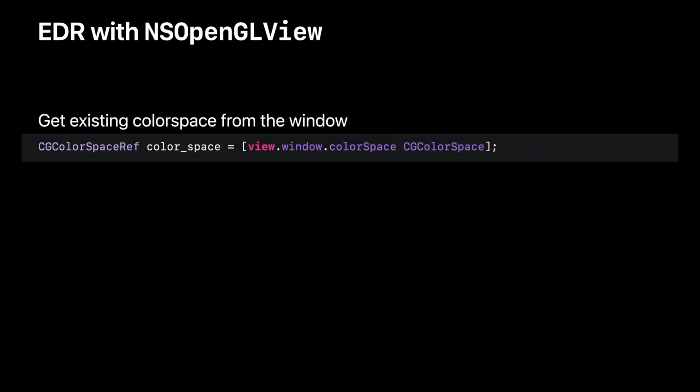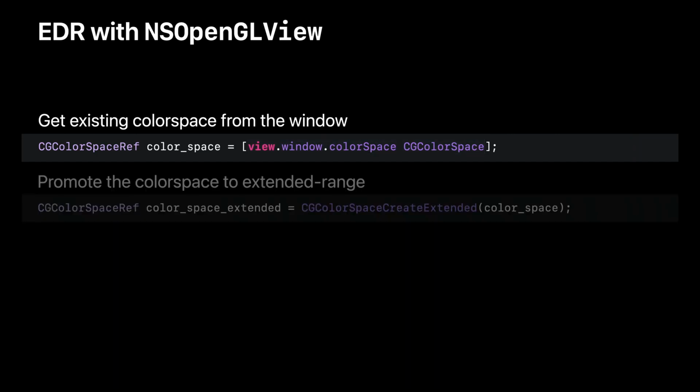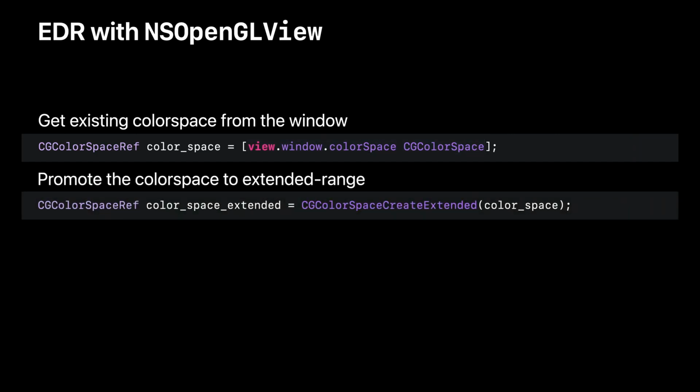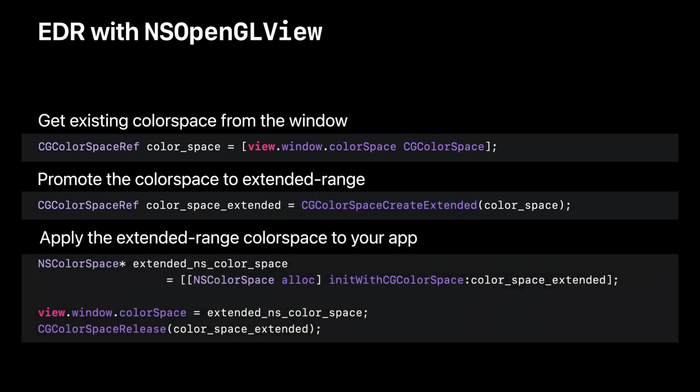First, get the existing color space, in this case from your view's window. Second, promote that color space to extended range using CGColorSpaceCreateExtended. Finally, assign the newly generated extended range color space to the window, buffer, or layer as appropriate, enabling apps that don't explicitly set their color space to use EDR.